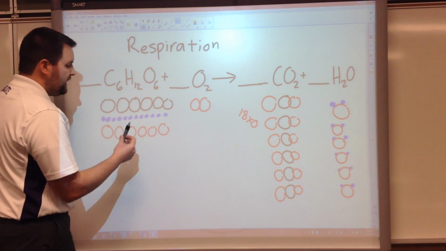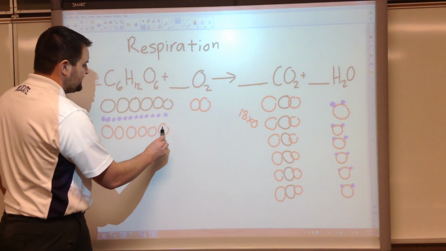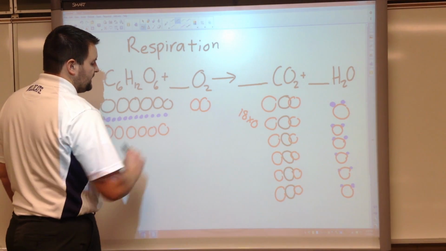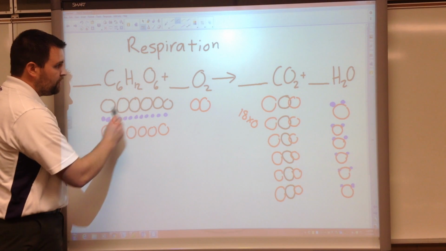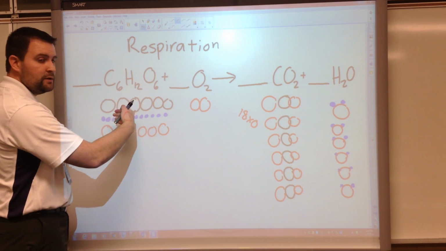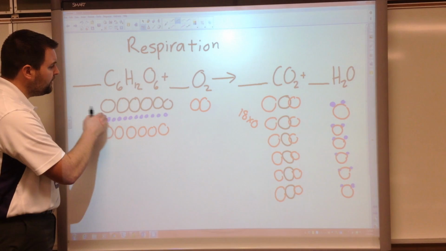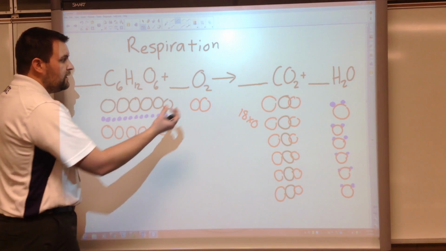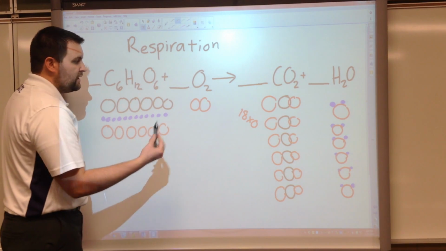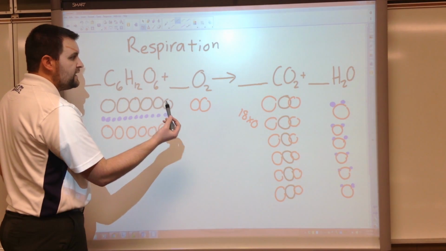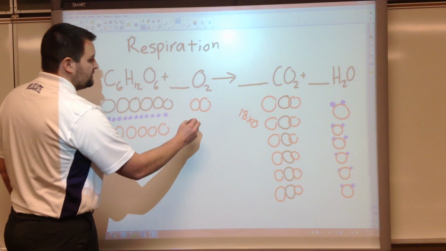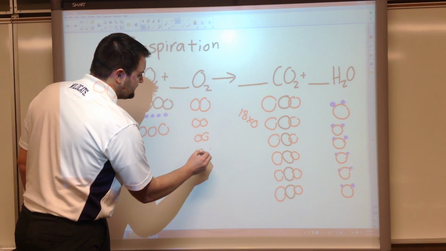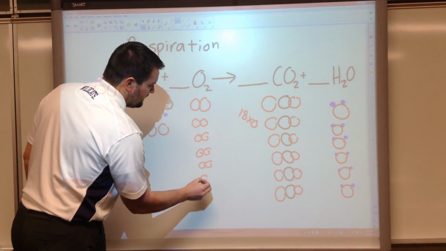So I start and see what I already have. I have 1, 2, 3, 4, 5, 6, 8. So 6 plus 2 is 8. I could get some more oxygen by adding a whole other sugar molecule, but if I do that, I'm going to unbalance the carbon and I'm going to unbalance the hydrogen. Right here I can just add oxygen and they come in pairs. And so I need 10 more, because I already have 8. So there is 1, 2, 3, 4, 5, 6, 7, 8, 9, 10.